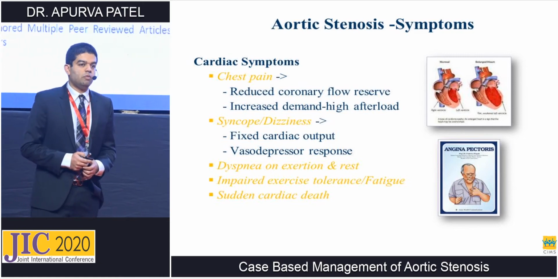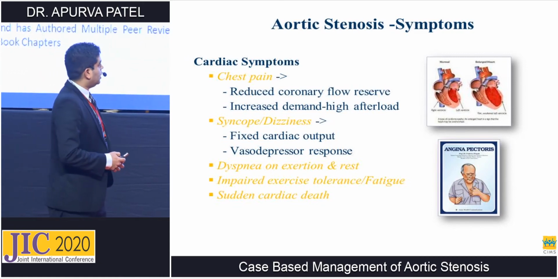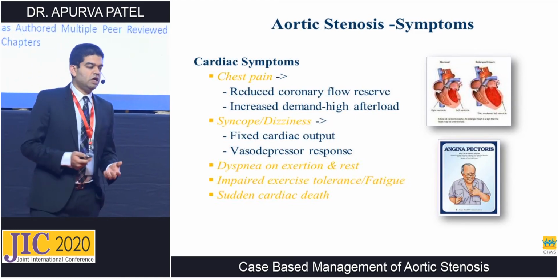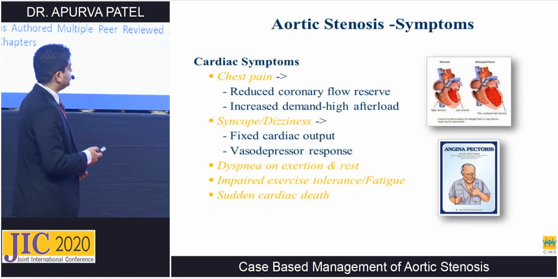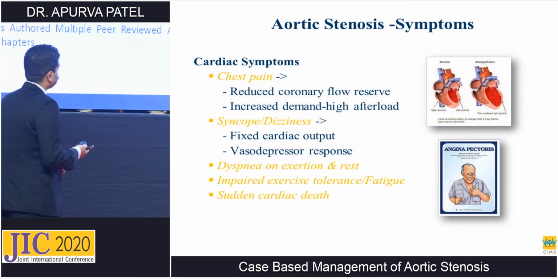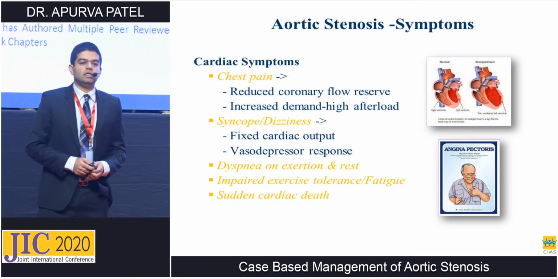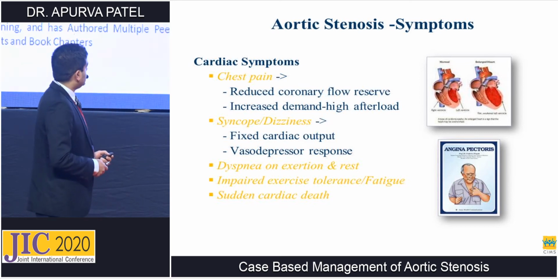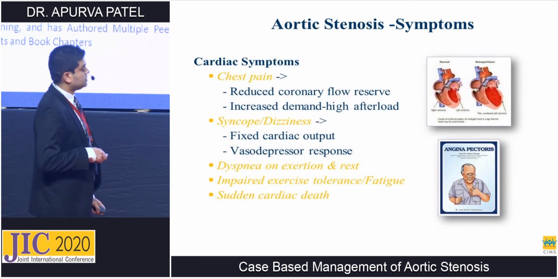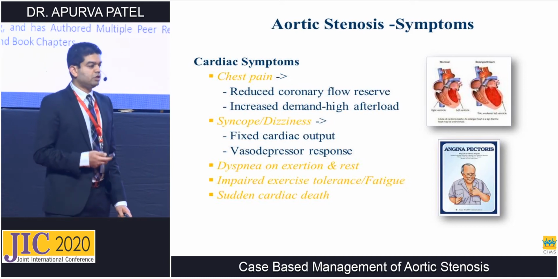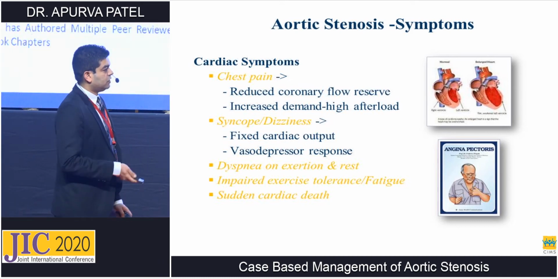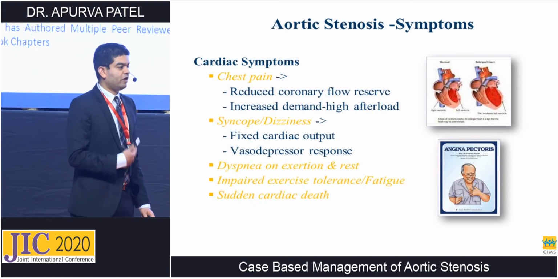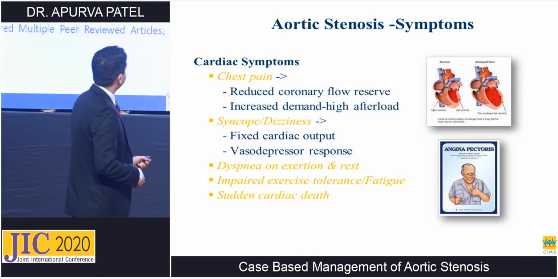Dyspnea on exertion is the most common presenting feature of aortic stenosis. Because of elevated end diastolic pressure, your LA pressures are high, which is what your lungs see, and you get short of breath. Fatigue and impaired exercise tolerance is also one of the more common presenting features. And this last thing is the thing that everybody worries about. When you have a patient with aortic stenosis in your office, the first thing they will ask you, or you worry about, is, how long will I live if I don't get it treated? Sudden cardiac death.